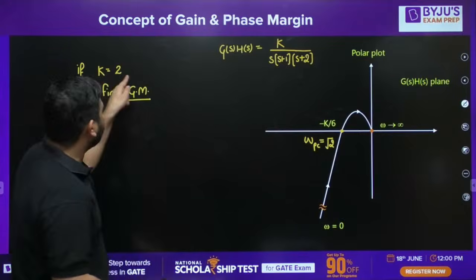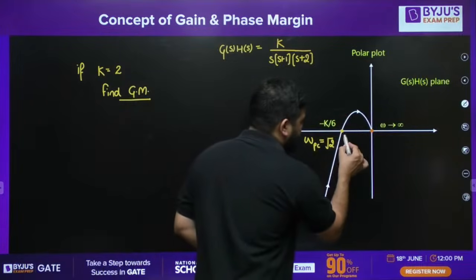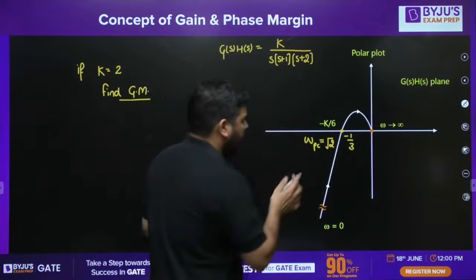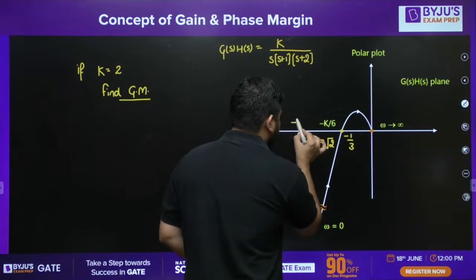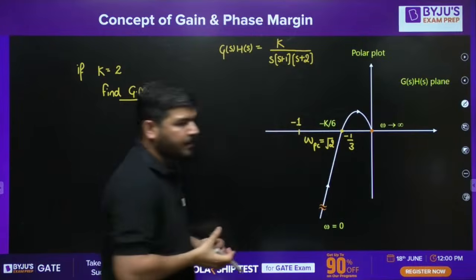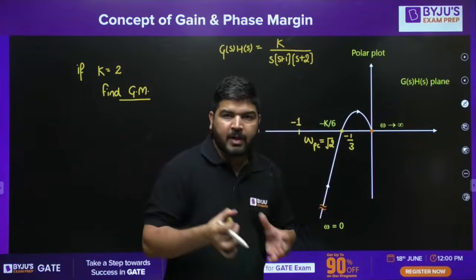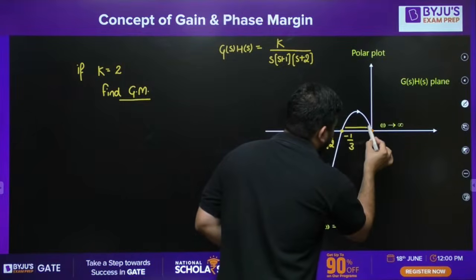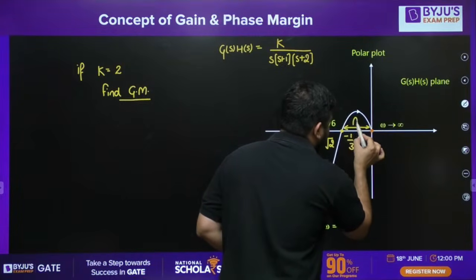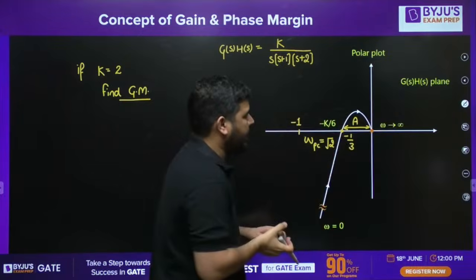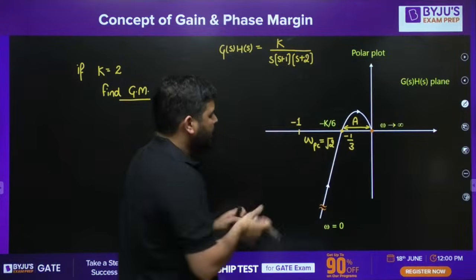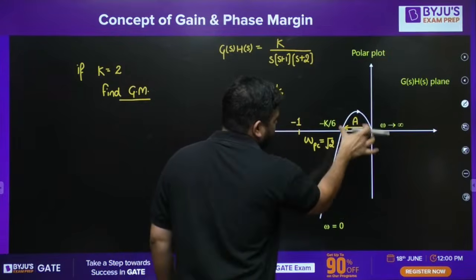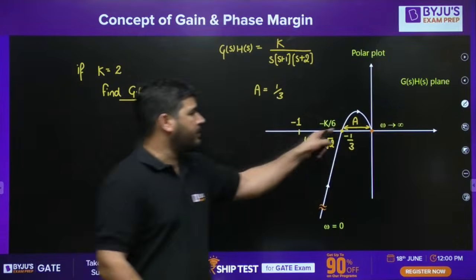We know that if k value is 2, then this point will be at -1/3, and here you will get -1. Now from the polar plot, everybody knows how to calculate gain margin. This length is known as A, and length is always taken as positive. So the A value came out to be 1/3. A is this length, so I will take the positive value.